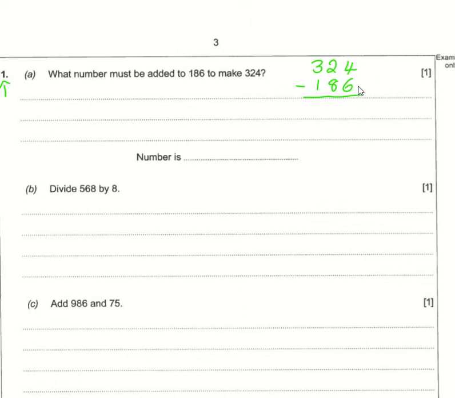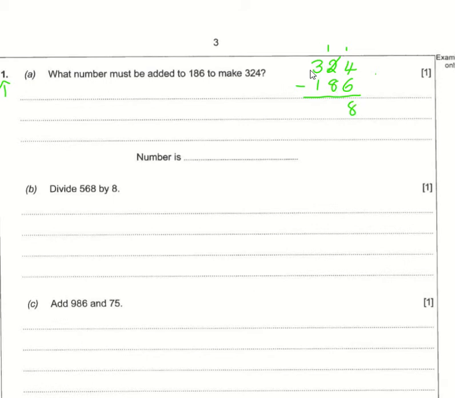Remembering when you're subtracting, always start from the right hand side column. 4 take away 6 we can't do, so borrow 1 from the 2, which makes it 1, and then add that 1 to the 4 column, that makes that 14. So 14 take away 6 is 8.